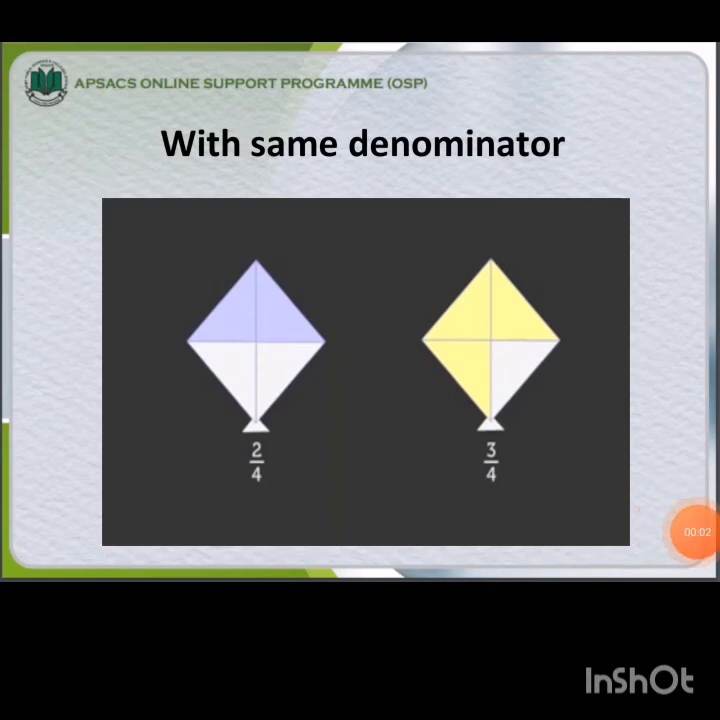Look at the kites. Both kites are divided into 4 equal parts. First kite is showing 2 by 4 fraction, which means 2 parts are colored. And in second kite, three parts are colored, so 3 by 4 is the fraction. So which fraction is showing more colored part? Obviously 3 by 4. So 3 by 4 is greater than 2 by 4.